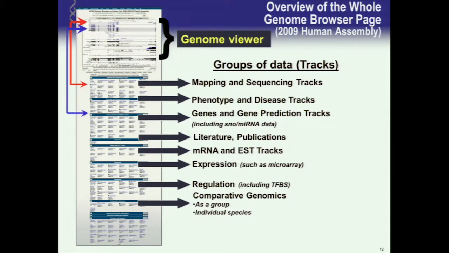This in itself is massive. Each one of these tracks you can dig into, and there will be data for 130 cell lines with, you know, 200 different ChIP-seq experiments. So that's enormous in itself. Comparative genomics, you can compare across species.